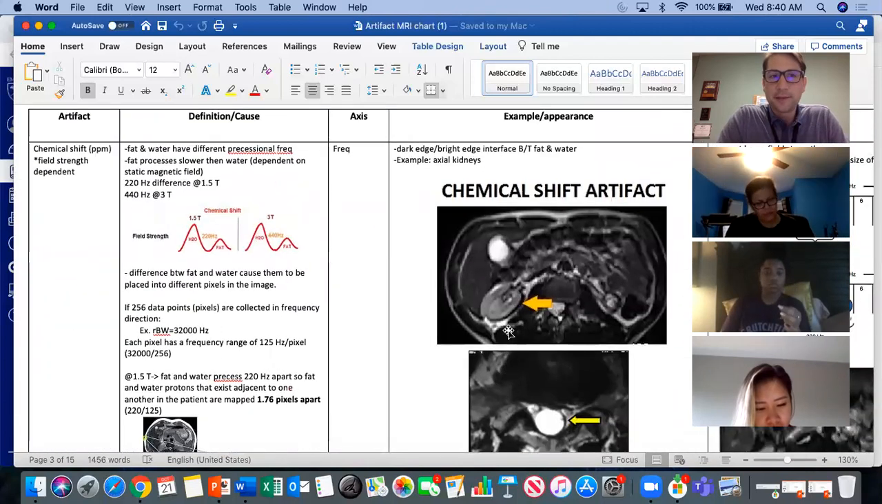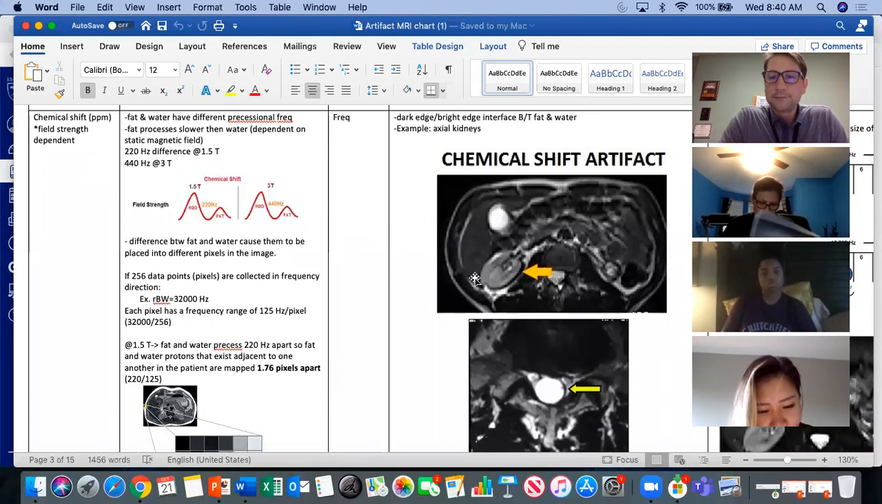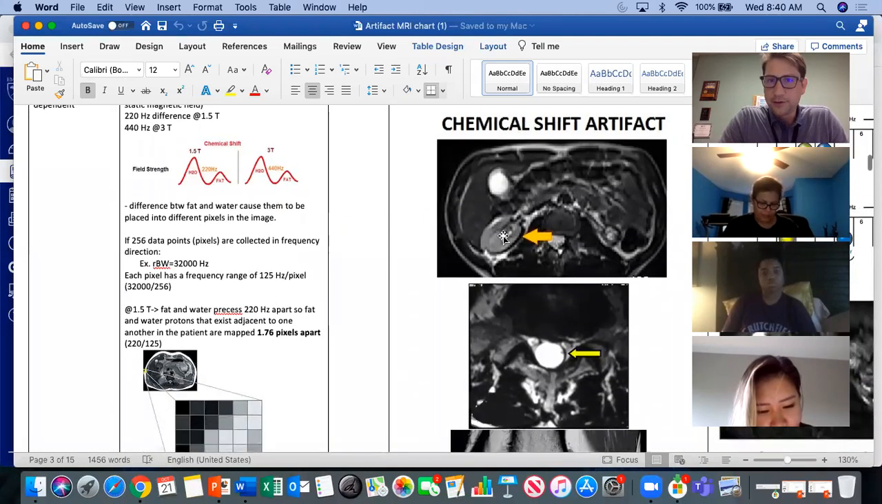Then we talked about chemical shift, and this is really an artifact caused by the difference in precessional frequencies between fat and water. And we know those precessional frequencies vary depending on the field strength. So at 1.5 Tesla, fat and water precess at a 220 Hertz difference. At 3 Tesla, they precess at a 440 Hertz difference. But we talked about how this artifact can appear as a dark band and a white band on certain anatomy where fat and water are at an interface.